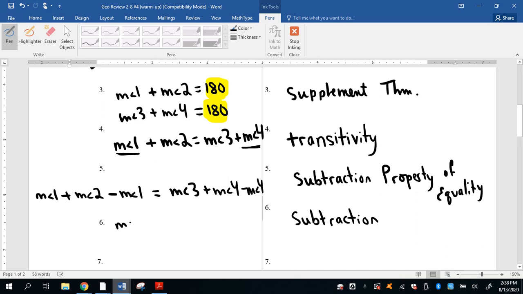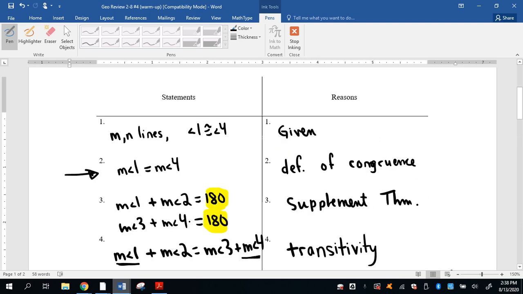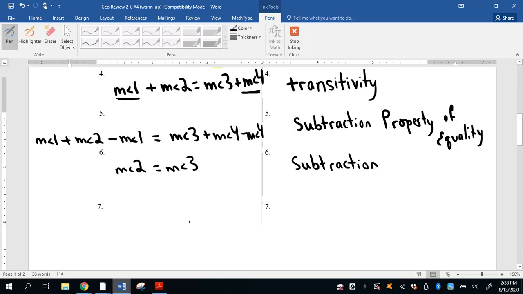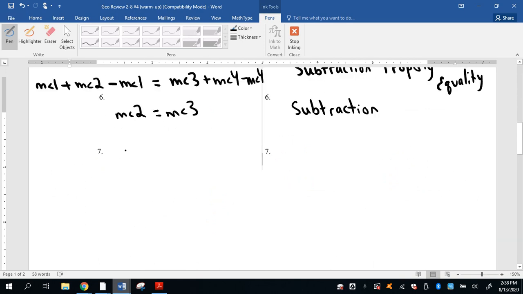I'm going to look back up. What do I have to prove? I have to prove that they are congruent to each other. So I'm just going to change that equality into a congruence. So angle 2 is congruent to angle 3. By definition of congruence, feel free to just use def of and then the symbol. Hopefully that was good. You are on your own for the backside.